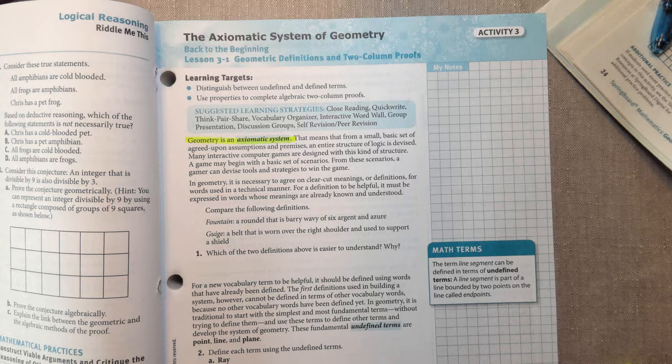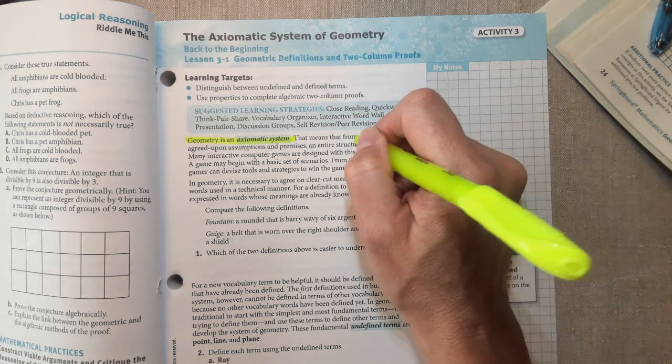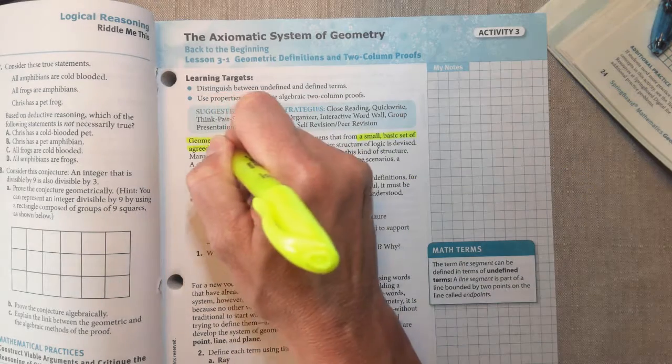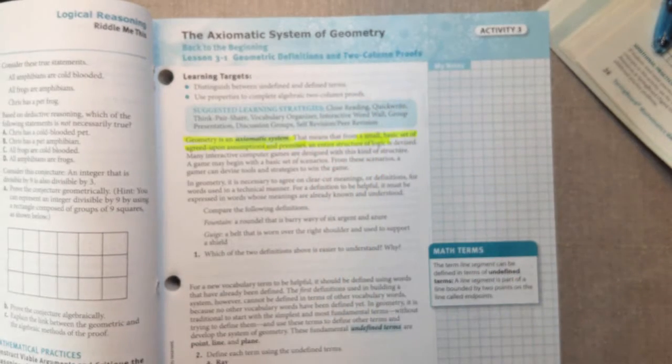So an axiomatic system means that we're going to have a certain set of things that really aren't exactly defined. We just know what it means, and then from there all definitions are based on that. So from a small basic set of agreed upon assumptions, things that we understand, and premises, an entire structure of logic is devised. And I know that that's blurry.